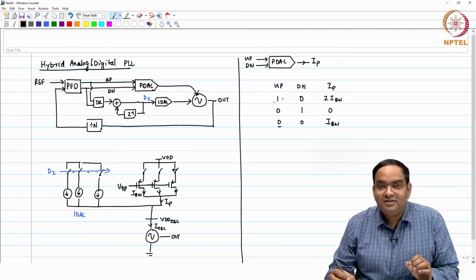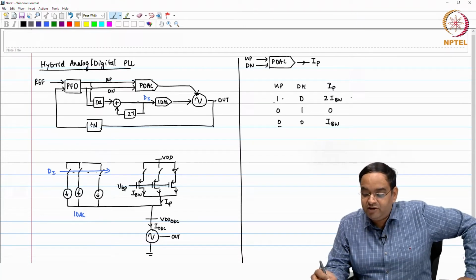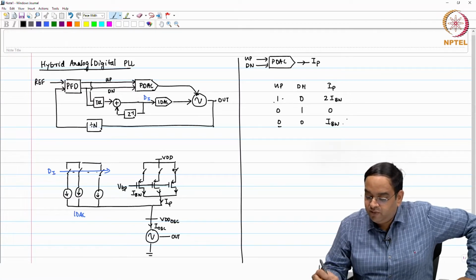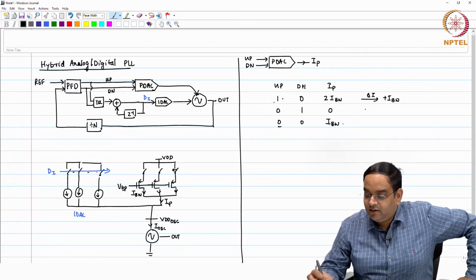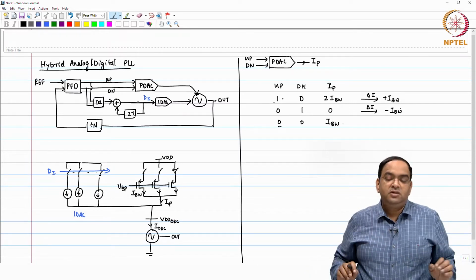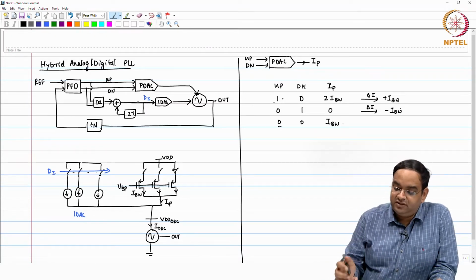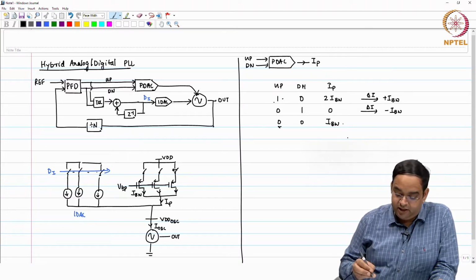When your up signal is high, you are having a phase error which is positive and you would like to increase the frequency, so the current increases. So, from here if I just write the delta I, you are having plus I bandwidth, and when your down signal is high, your delta I is minus I bandwidth from the steady state. Okay. So, this is the logic which we need to implement here.